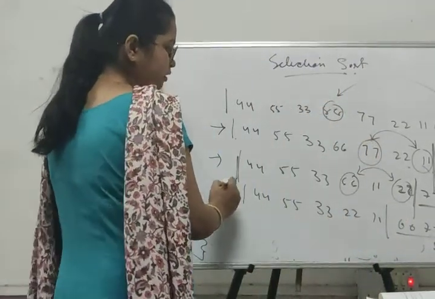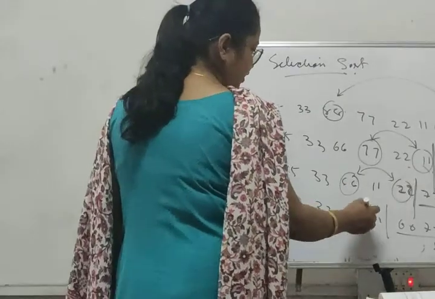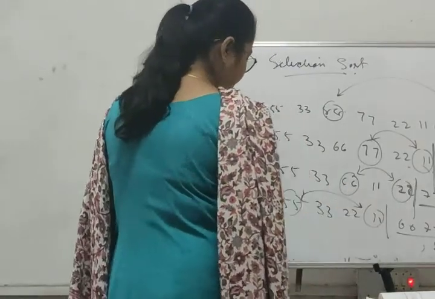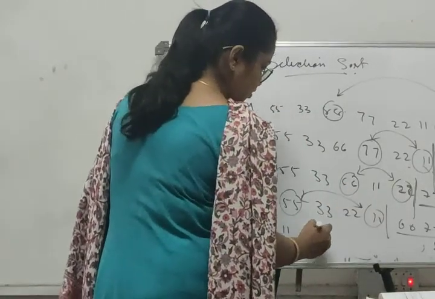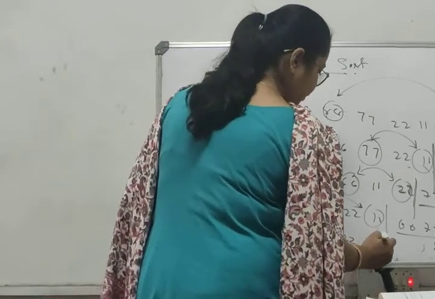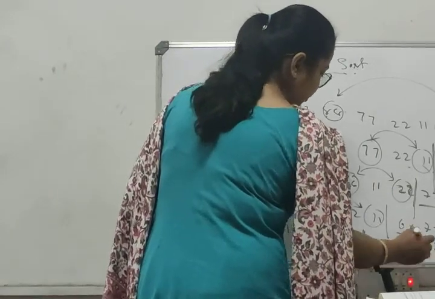Now again we have to find the largest among this. 55 and 11 will be exchanged. Then what will be the result? 55. Now up to this it is sorted.